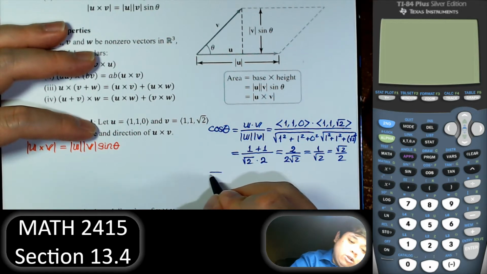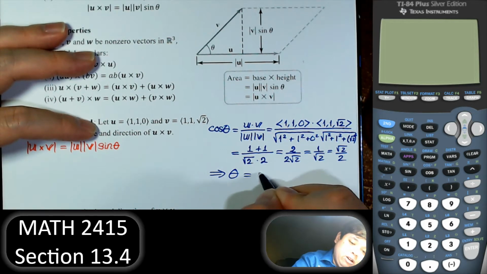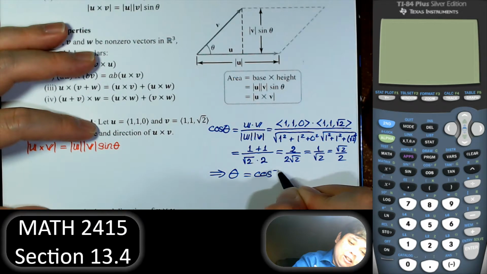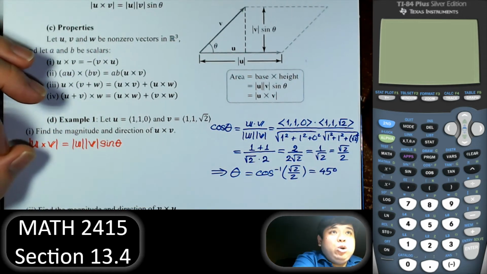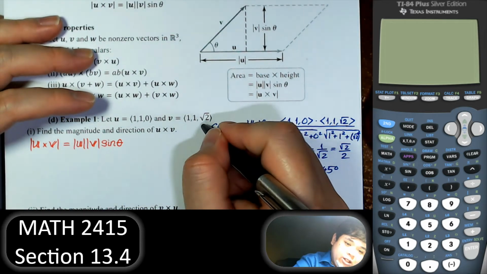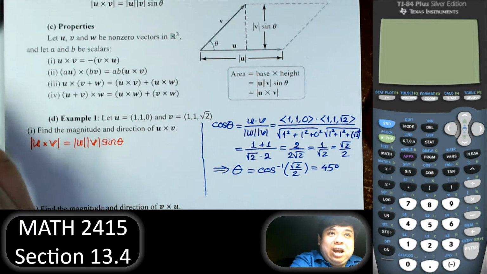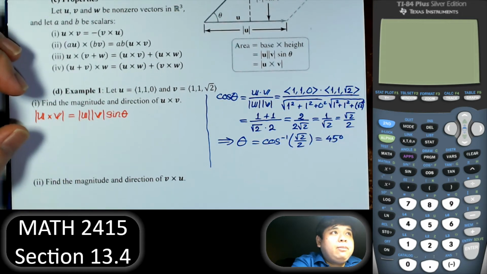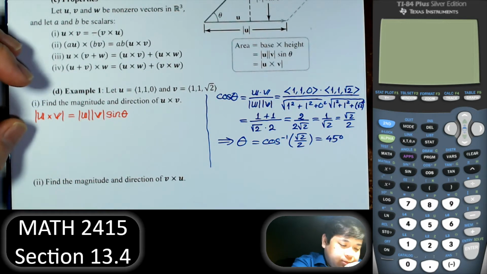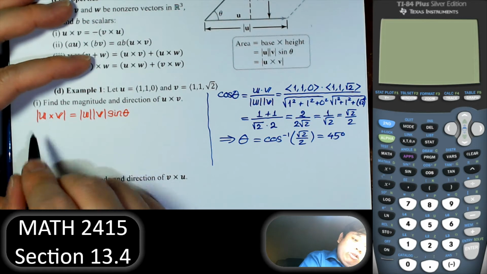So in that case, cosine inverse, I don't even need a calculator for this, gives 45 degrees. So the angle between the two vectors is 45 degrees. By the way, I did say the angle between two vectors, so it doesn't matter if it is from U to V or from V to U. Right. So the magnitude, though, that's what we focus on here.